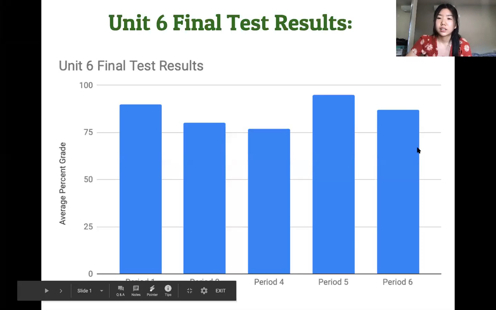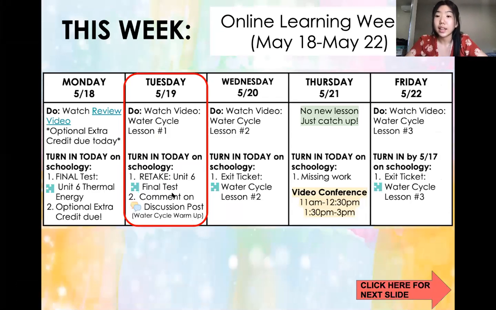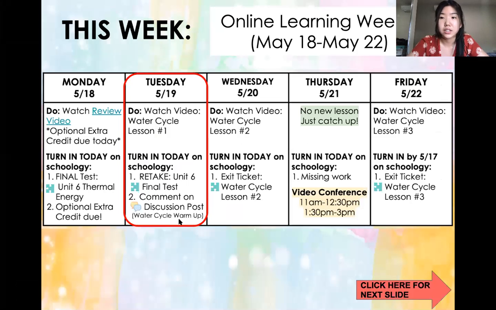All right, so again, this is Tuesday, May 19th, and what you're doing today is you're gonna finish watching this video, and then at the end of the video, I'll tell you the directions to comment on the discussion post, and you'll also have a chance to retake your Unit 6 final test. So say that you were someone who scored below the average, maybe you got a C, a D, or maybe a low B, and you wanna do better, you can retake the test today.